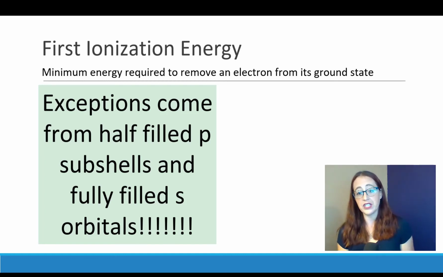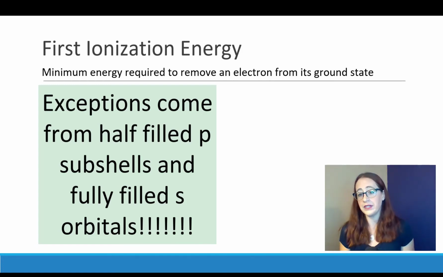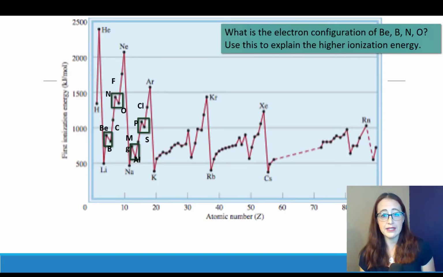If a particular configuration is very stable, such as in the case of a fully filled s orbital or a half-filled p subshell, it's going to give it a slightly higher than expected ionization energy. So let's look at these examples. Here's a graph of all the ionization energies, and I've drawn attention to a few places where we're going to look at these exceptions. If the trend was stable, you would see a straight line going from here up through here. You wouldn't see this flip-flop that occurs right there.